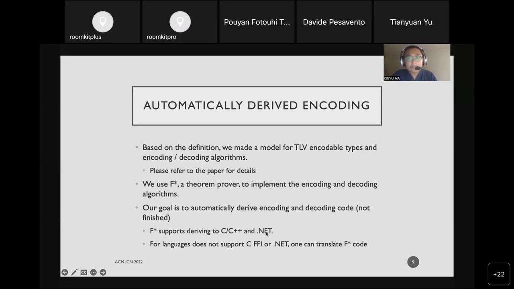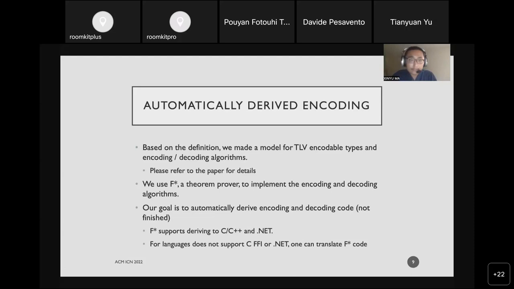So there is no need to manually write the encoding and decoding part, and it's proven to be correct as long as the theorem prover is correct. For languages that do not support C FFI or .NET, one may translate to the F star code and use the automatically derived code as a tool that can help testing. Because you have the correct code, you can use fuzz testing to automatically generate a lot of test cases and check if they have different output.